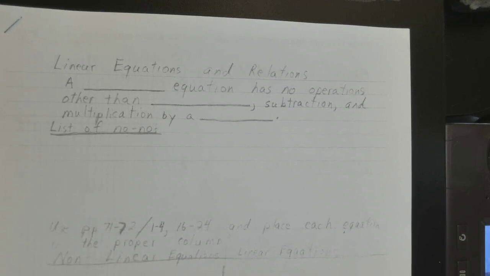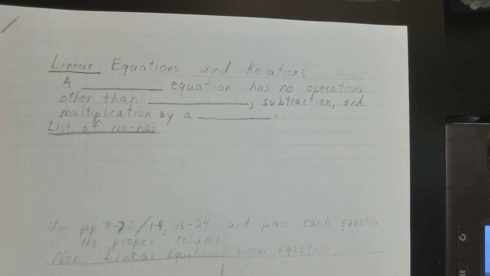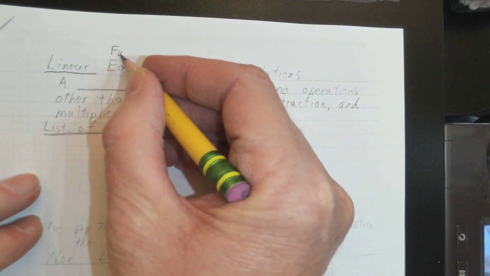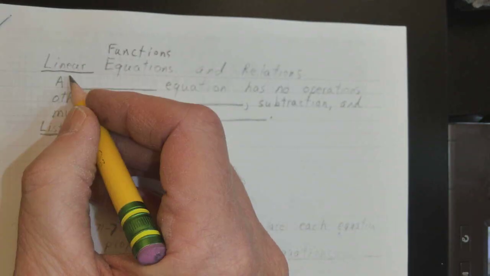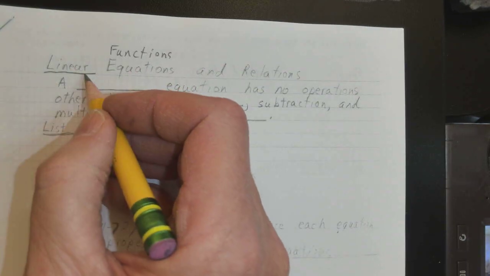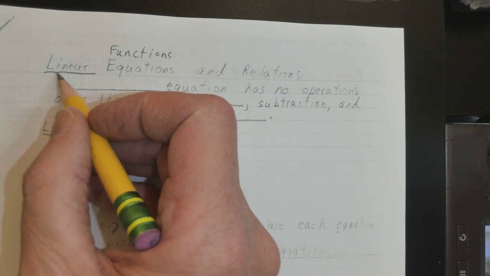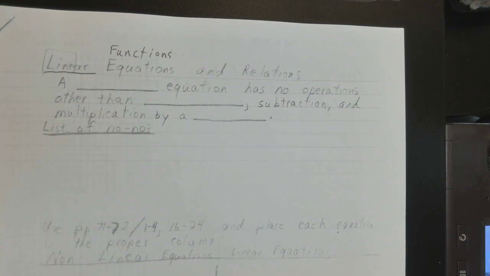So we're doing linear equations and relations. Yesterday we just talked about functions and relations. Now we're doing linear equations or linear functions. So we're being specific. Linear is an adjective here. What do you think this adjective means? What are the first four letters of linear? It's a line. So it's equations that make lines.